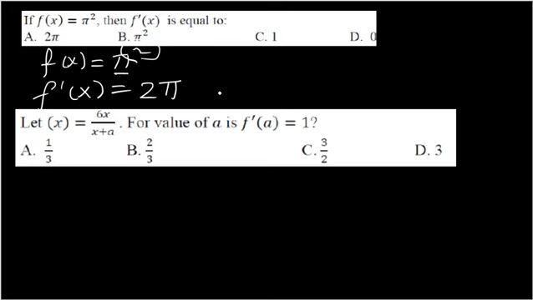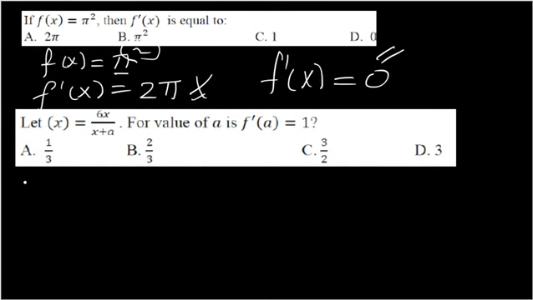Pi is approximately 3.14, but it's an irrational number. So the derivative of a constant number is always 0. So this answer is wrong. The derivative of the function has to be 0. So the answer is going to be found in D. That is the first question.